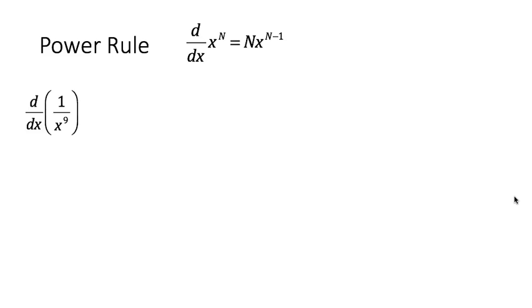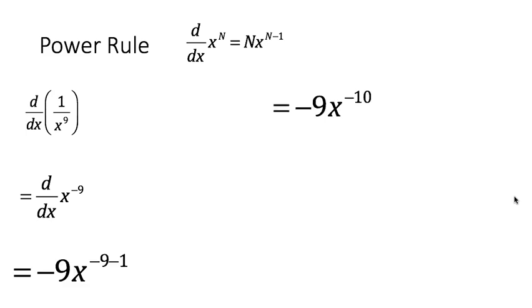Again, with our power rule, I want to take a look at the derivative with respect to x of 1 over x to the 9th. Again, not a polynomial, but we can write it as x to the n power. 1 over x to the 9 is x to the negative 9. So we have the derivative of x to the negative 9. Pulling the exponent down, n is negative 9. X to the negative 9 minus 1. Negative 9 minus 1 is negative 10. So we get negative 9x to the negative 9 minus 1. Negative 9x to the negative 10.